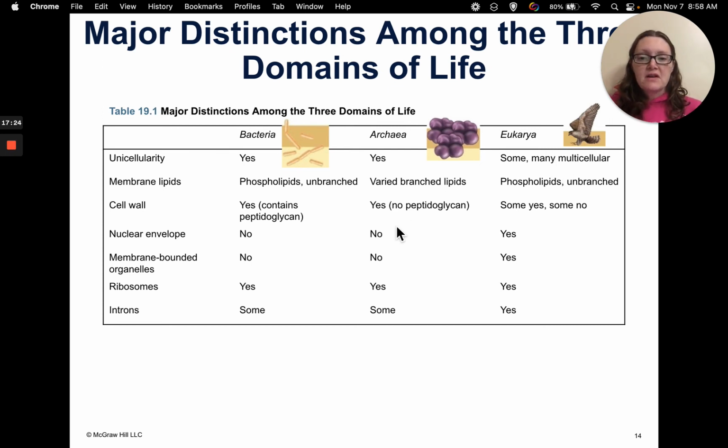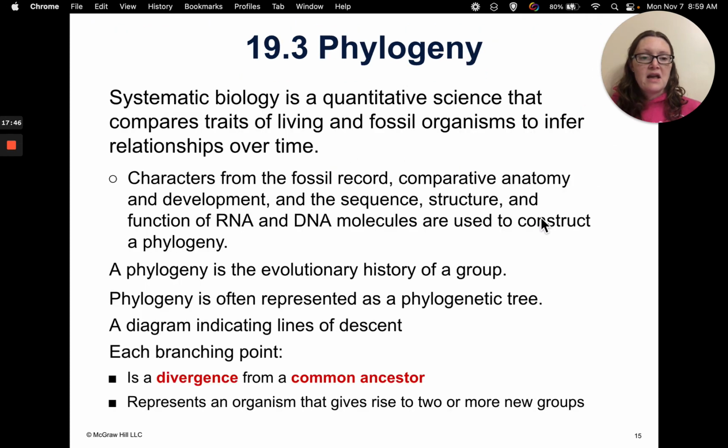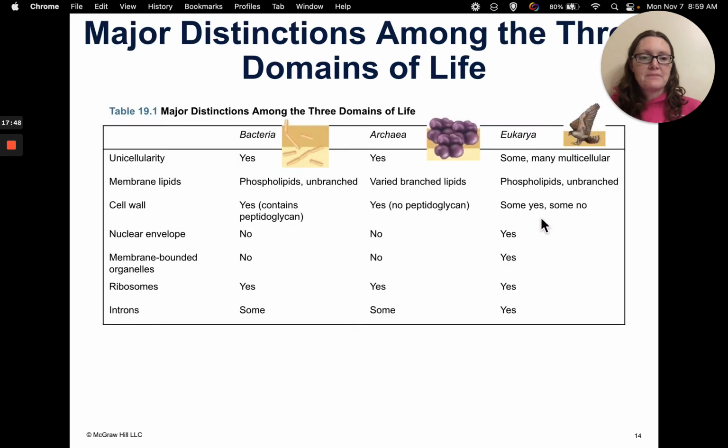Membranes, they're going to have phospholipids, and varied branching. Cell wall, and this is where there's a little bit of difference. Peptidoglycan is found in bacteria, and no peptidoglycan is in Archaeobacteria. So that is where one of the differences lies between bacteria and archaea. Some of the Archaeobacteria have a cell wall and some do not.